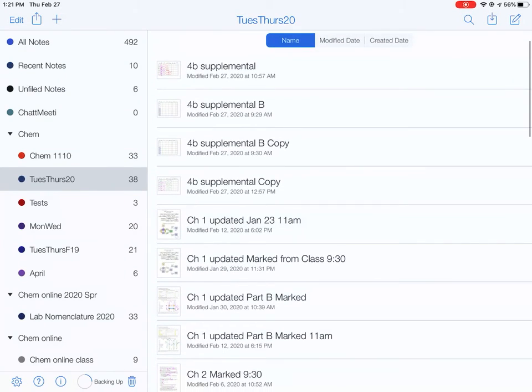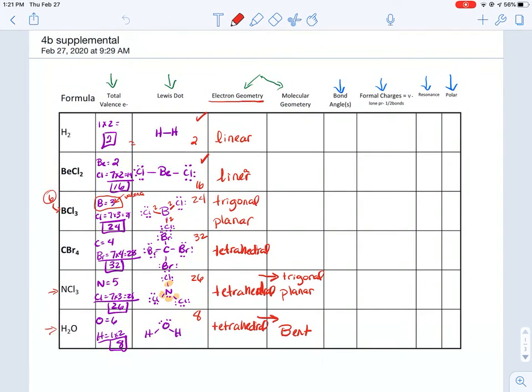And it is at the top. Here we go. All right, so here's our supplemental. And we did the first page. If you want to go ahead and do the next page, that's totally fine. The first left column right here, this is your total valence electrons.